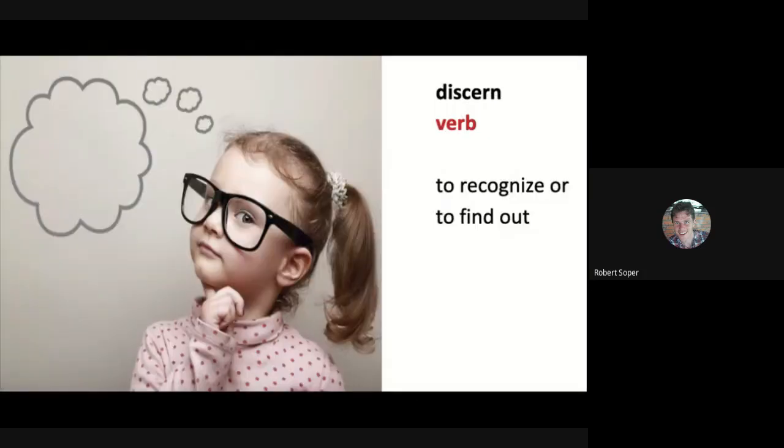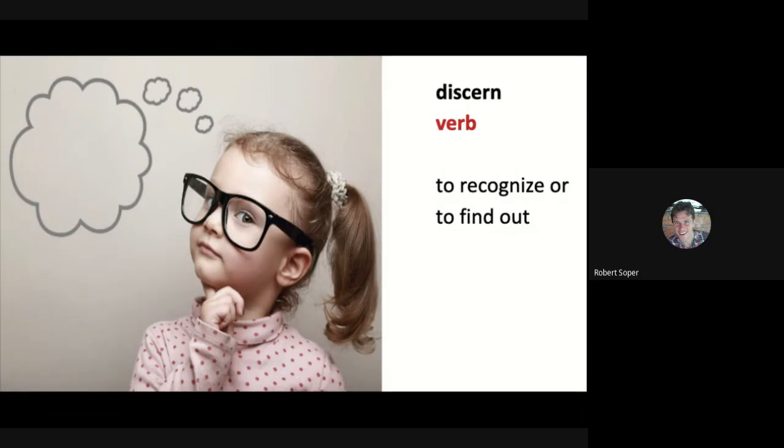This word is discern. Discern. Discern is a verb. It means to recognize something or to find out something. One thing we commonly discern is the truth. So we sometimes need to find out what is the truth and what isn't the truth.